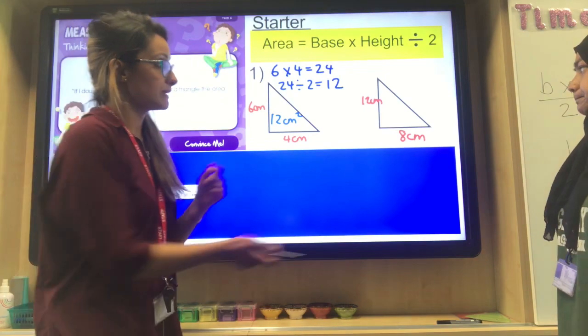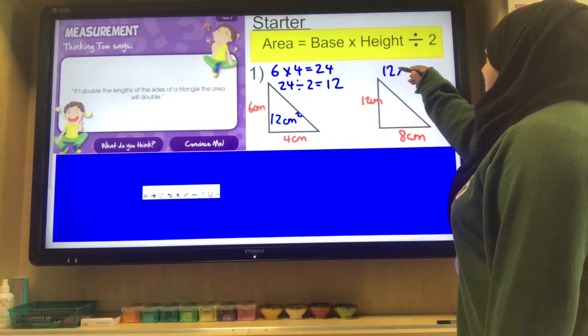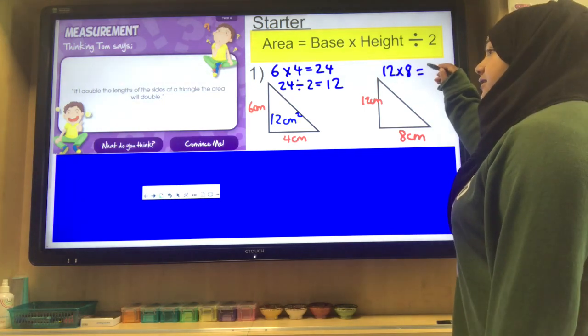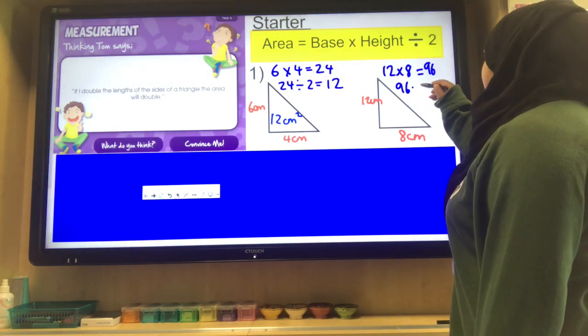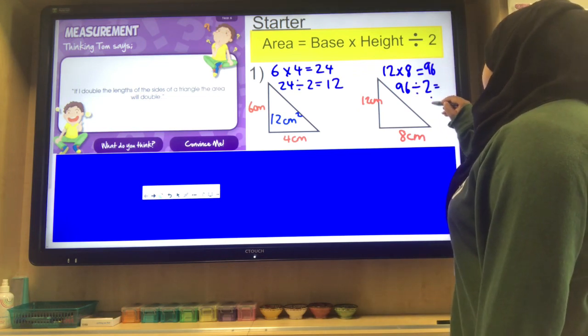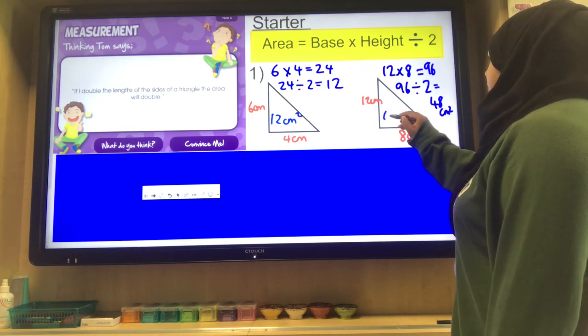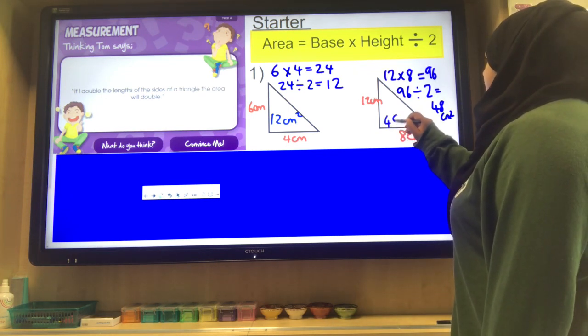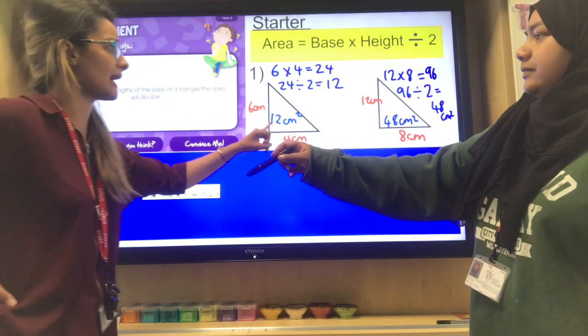Okay, Miss Mia, have a go at this one. So for here, I need to do 12 multiplied by 8, which is 96. And then I do 96 divided by 2, so I'm halving it, which equals 48 centimetre squared. So I'll write it inside. 48 centimetre squared.